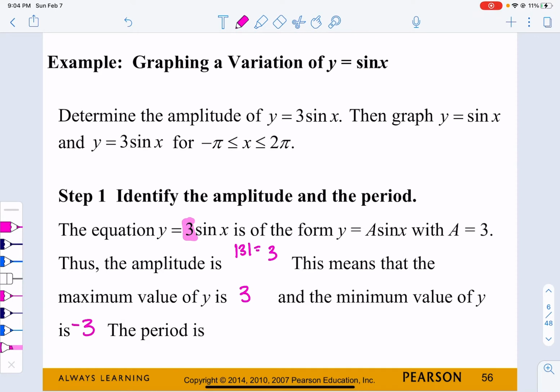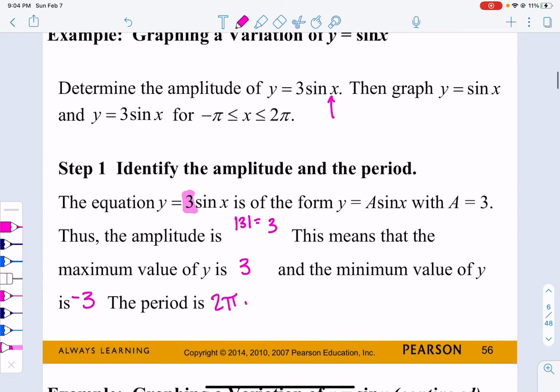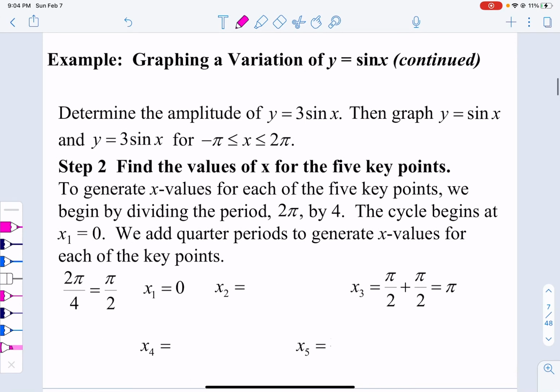Now, in terms of the period, there is no change to what's going on with x. So that means our period is just going to end up being 2 pi, as all sine functions are. Step number 2 says to find the values of x for those 5 key points. To generate x values for each of the 5 key points, we begin by dividing the period, which is 2 pi, by 4. And the cycle begins at 0. It begins at 0 because we had no phase shift.